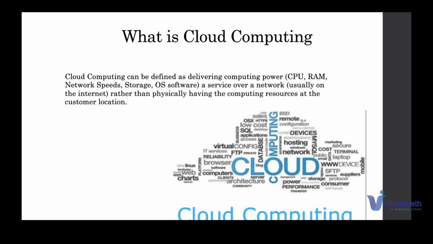So cloud computing can be defined as delivering computing power like CPU, RAM, network, storage, and operating system as a service over a network, right? So these resources will be consumed over the network, on the internet. Rather than physically having the compute resource at the customer location, if I want to host an application in the cloud, we are not going to keep anything in our premises. It will be on the cloud. So in a simple way, this defines cloud computing.